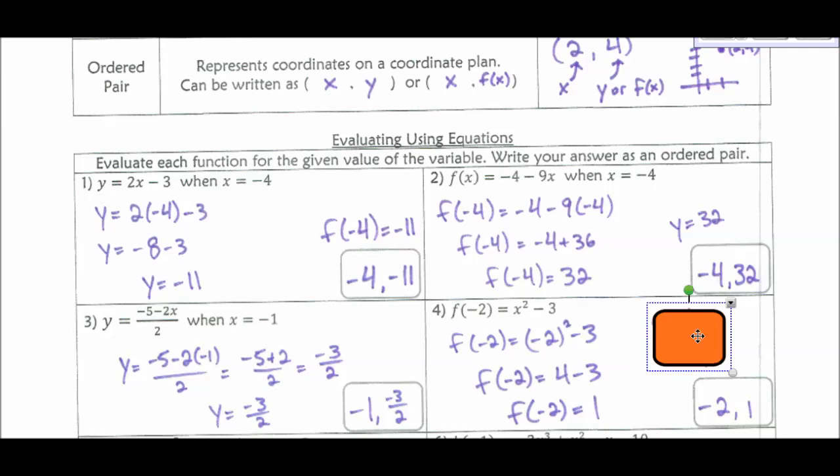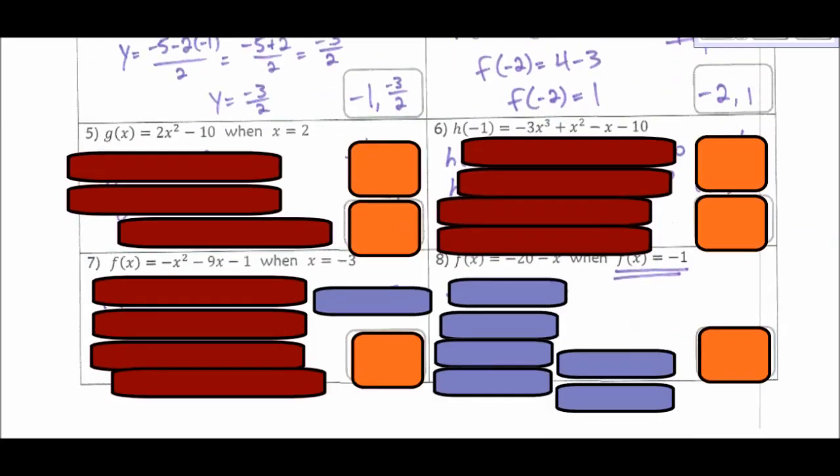And just to show you another connection, that's also just a point on a graph. It's negative 2, comma 1. It's just talking about that point in this function. This function has an infinite number of points. This is just one of them.